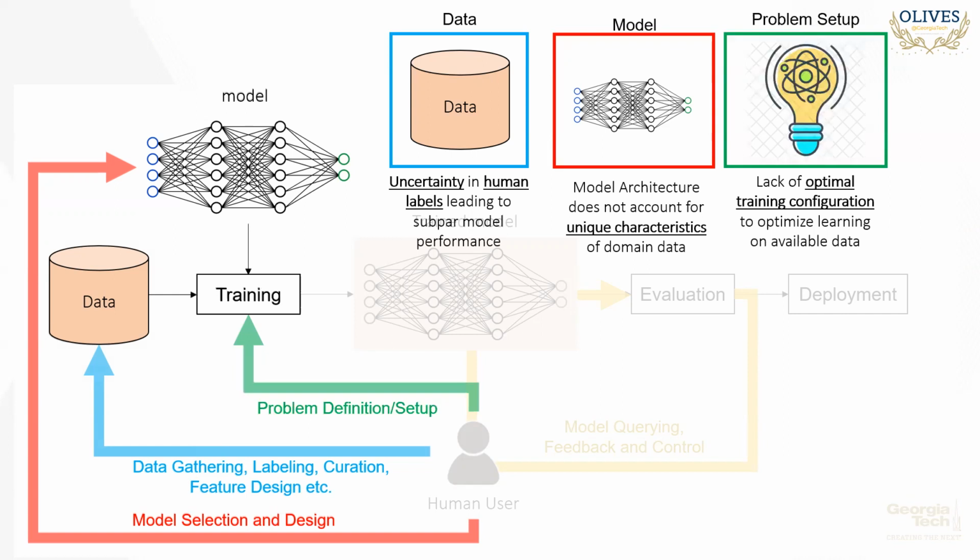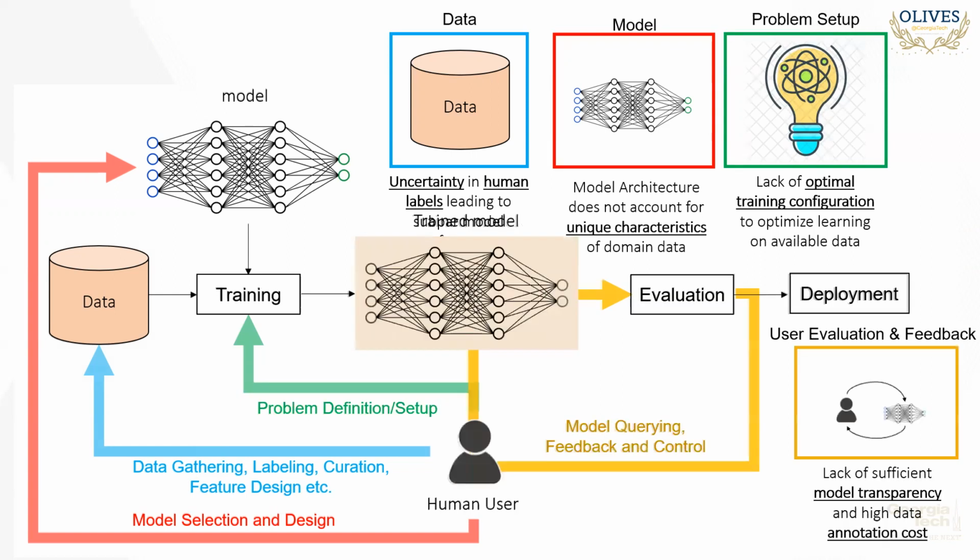With the training setup, sometimes people are not using the most optimal training configuration to extract the best value from the data. So that's one problem that is associated with this component. And lastly, with the evaluation and feedback component, there is lack of sufficient model transparency. So many users are not able to sufficiently trust the model because of this lack of transparency. There is also a high data annotation cost that makes it very hard and expensive to get enough labels by the human user to train the machine learning model with.